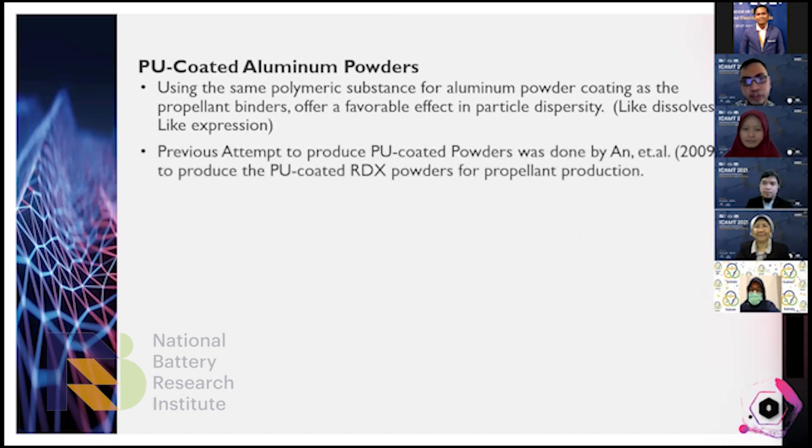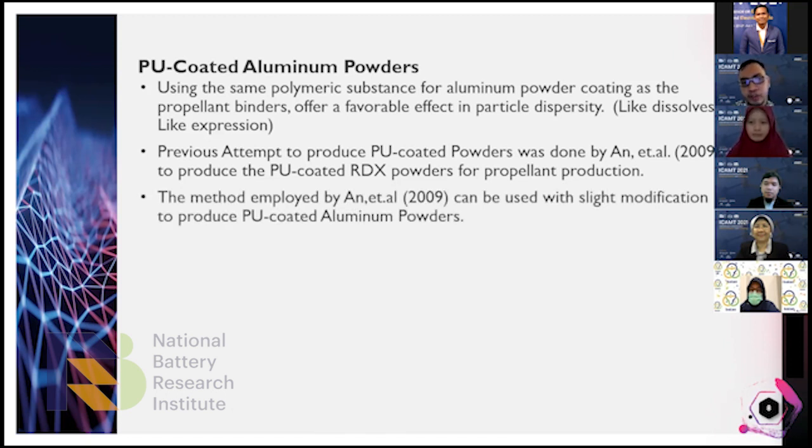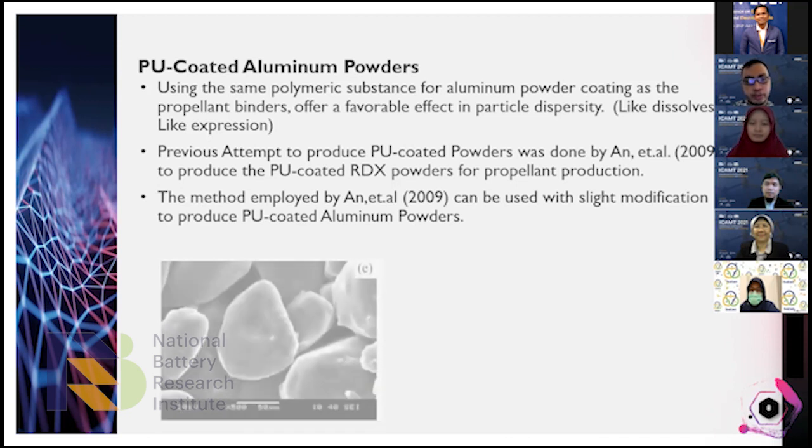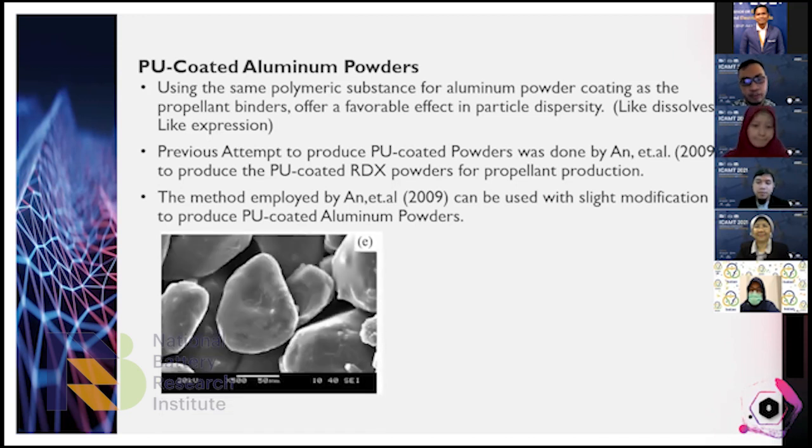A previous attempt to produce PU coated powders was done by N et al., which produced PU coated RDX powder for propellant production. The method employed by N et al. can be used with slight modification to produce PU coated aluminum powders. These are samples of the powders coated with polyurethane.